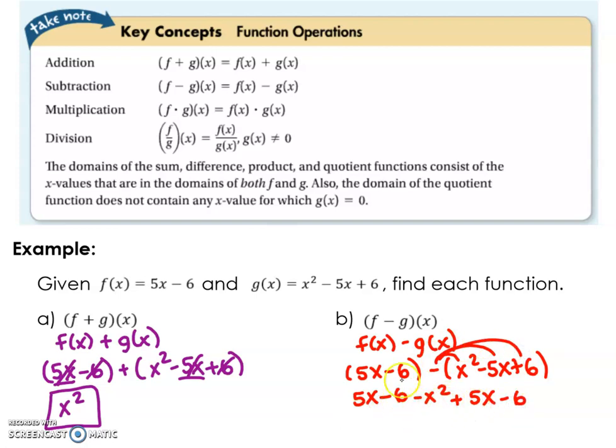So we're going to combine like terms, and I'm just going to put this into standard form, which means I'm starting with the highest exponent. So my highest exponent is x squared. I don't have any other ones, so I have negative x squared. I have a 5x and a 5x, so that'll give me 10x. And then I have a negative 6 and a negative 6, so I have a negative 12. So now that would be my answer.